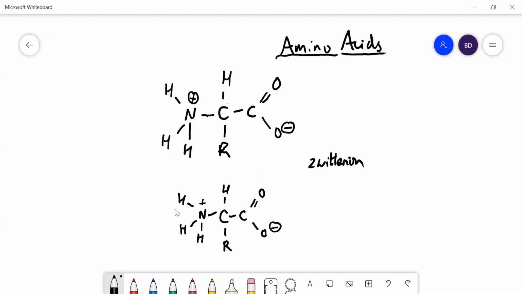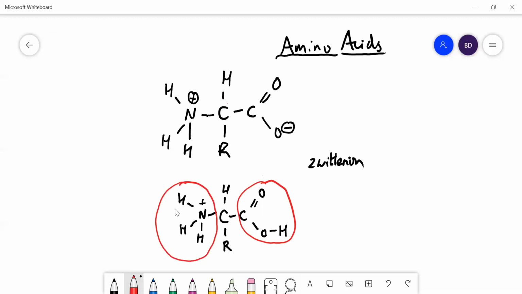So let's think about, say, if you had this species here. You've got two acidic groups there. This one has a tendency to give away a proton, and you've got the NH3 plus that has a tendency to give away a proton as well. Which one is the best at giving away protons? Which is the most acidic? Well, it's by far and away this one. This will lose the proton first.